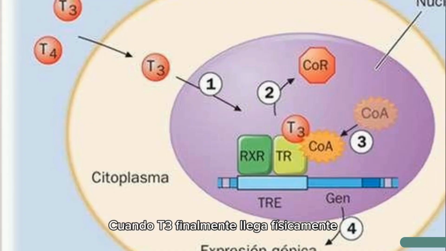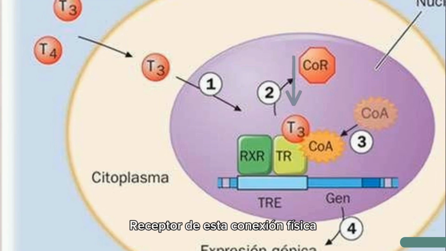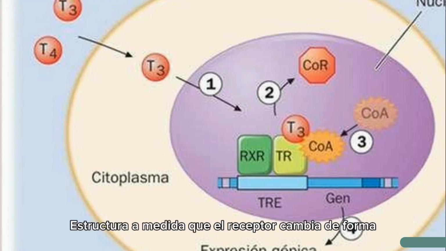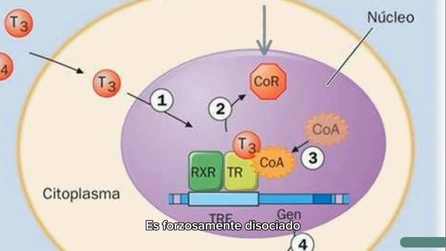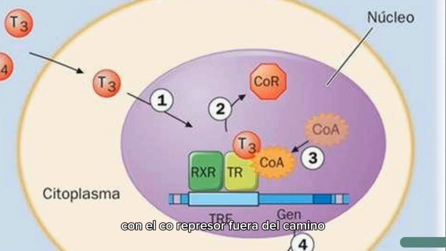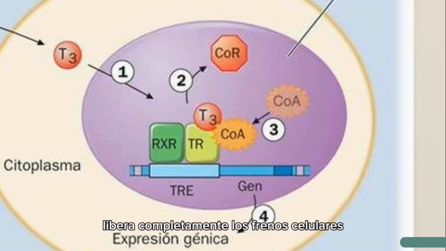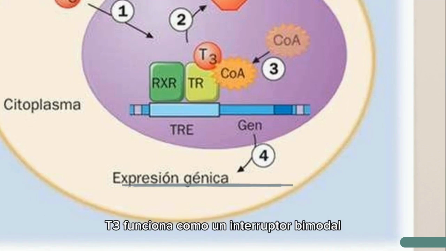When T3 finally arrives, it physically docks into the binding pocket of the thyroid hormone receptor. This physical connection induces a massive conformational change in the receptor's overall structure. As the receptor changes shape, the co-repressor complex can no longer hold on. It is forcefully disassociated and expelled from the binding site. With the co-repressor out of the way, the new shape of the receptor immediately attracts and recruits coactivator proteins. The docking of these coactivators completely releases the cellular brakes, driving heavy transcription of the target metabolic genes.